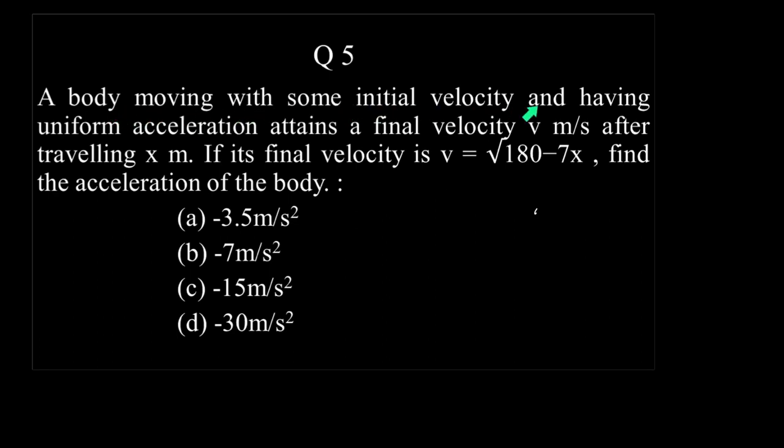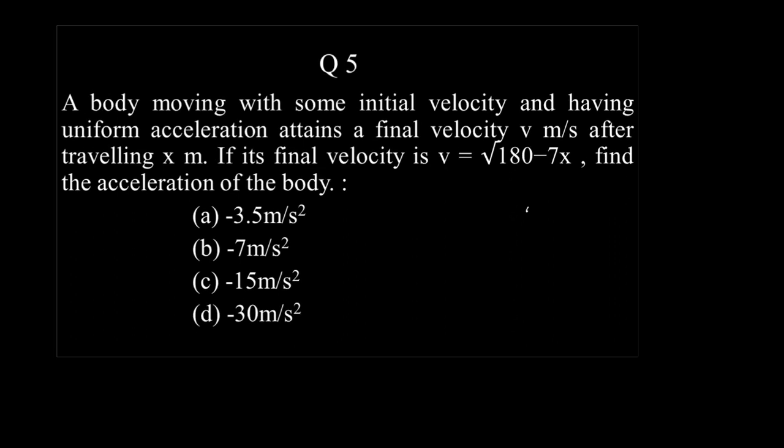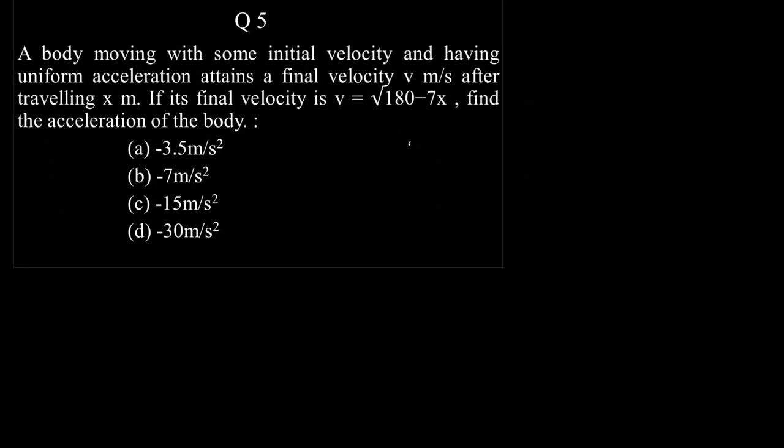A body moving with some initial velocity and having uniform acceleration attains a final velocity v, which is equal to root of 180 minus 7x. Find the acceleration of the body. Okay, so this is again a straightforward application of differentiation. So let's start solving this. So we have been given v is equal to root of 180 minus 7x.